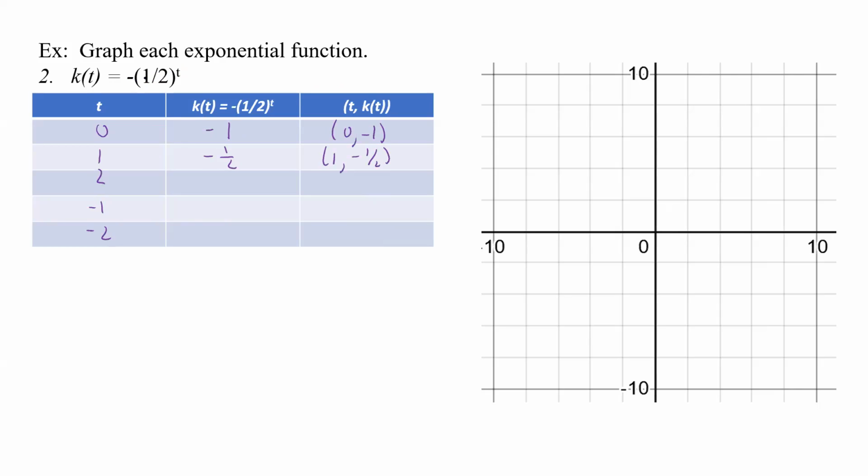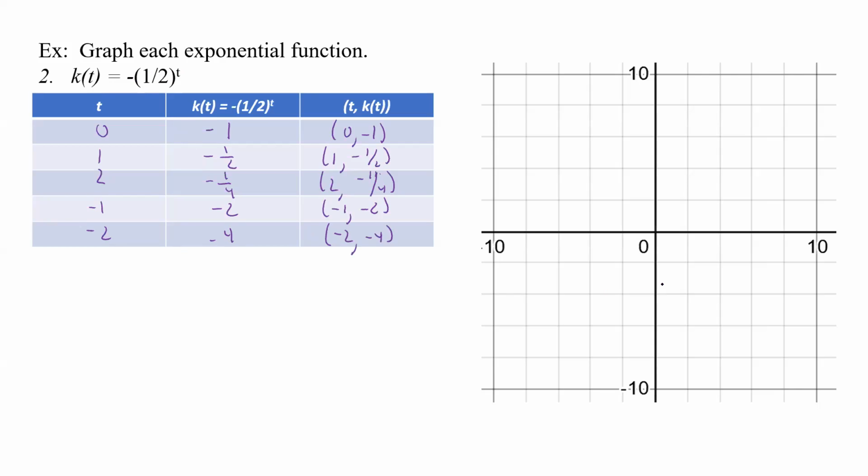Now, if we plug in a 2, that squared is going to give us 1/4, and it's going to be negative, so it's going to give us 2, -1/4. Now, if we plug in a -1 here, that's 1/2 to the -1, so that's going to flip this over and make it a 2, and then that's going to be negative, so it's a -2. So -1, -2. And if we square this and take it to the other side, it's going to be 4/1, and then it's negative, so it's going to give us a -4. And so we have -2, -4.